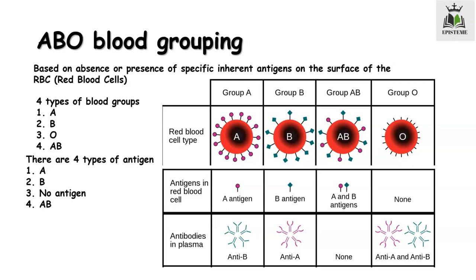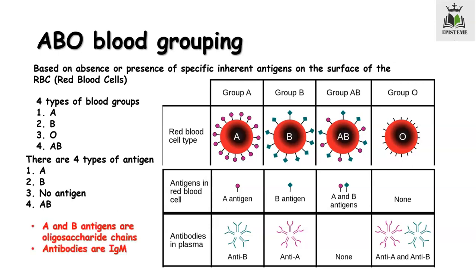And for blood group O, we have both the antibodies. Because you see, in blood group O, we have none of the antigens. No antigens are present, not A, not B. So both the antibodies are present, because there is no antigen present on the surface of blood group O.